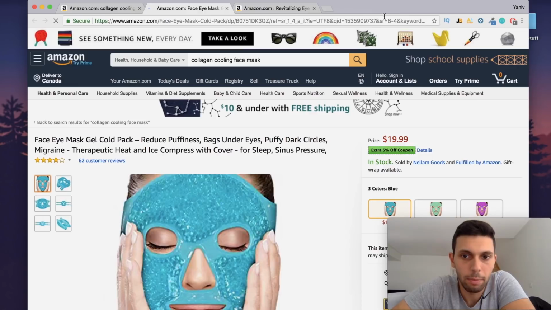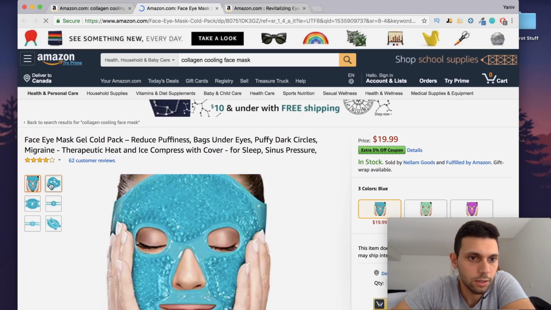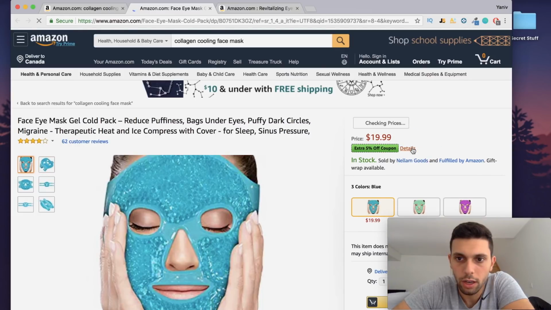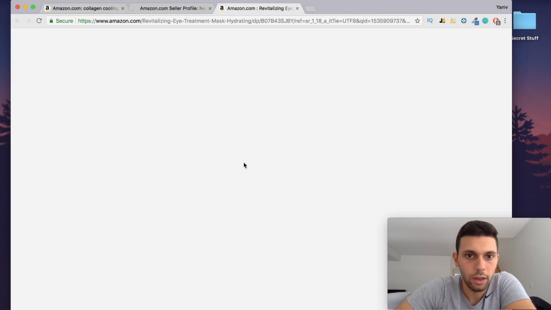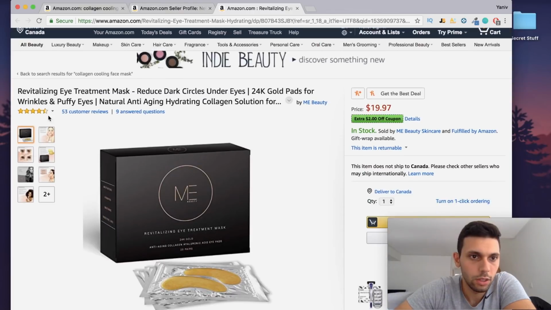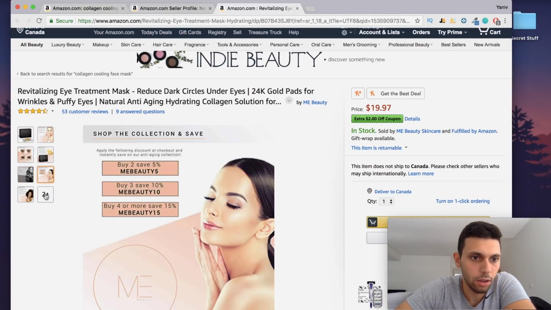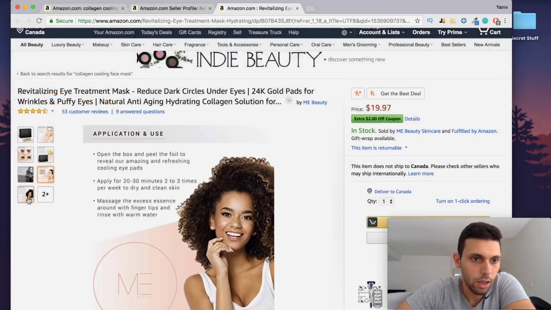So now we went on from Alibaba and we found some stuff here. This has 62 reviews. It's making a decent amount of money. Let's go into their storefront and see if we can find anything else in there. Vitalizing eye treatment. So these are the eye pads. I mean, you could look into them. They are getting more competitive now.